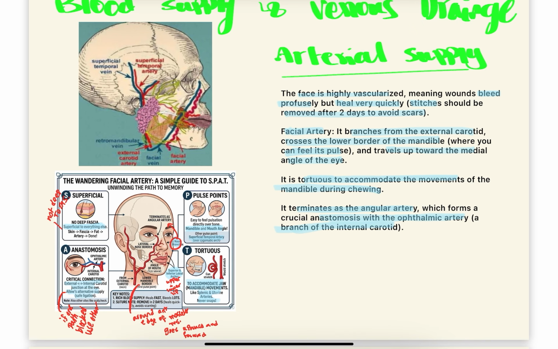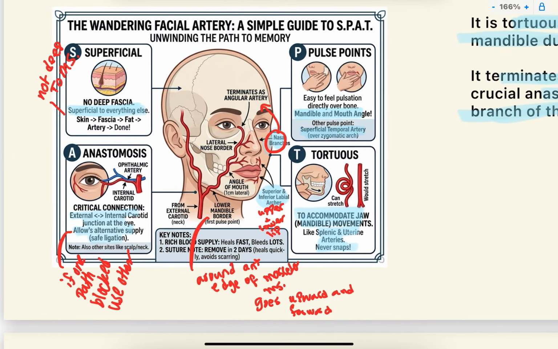So again, let's take a look here. What will happen? First of all, what we need to know about the facial artery is that it's superficial. It's not deep inside any deep fascia or any muscle. It's superficial, meaning it only has skin, fascia, and fat. That's it. And there's the pulse point, which is at the mandible and the mouth angle.